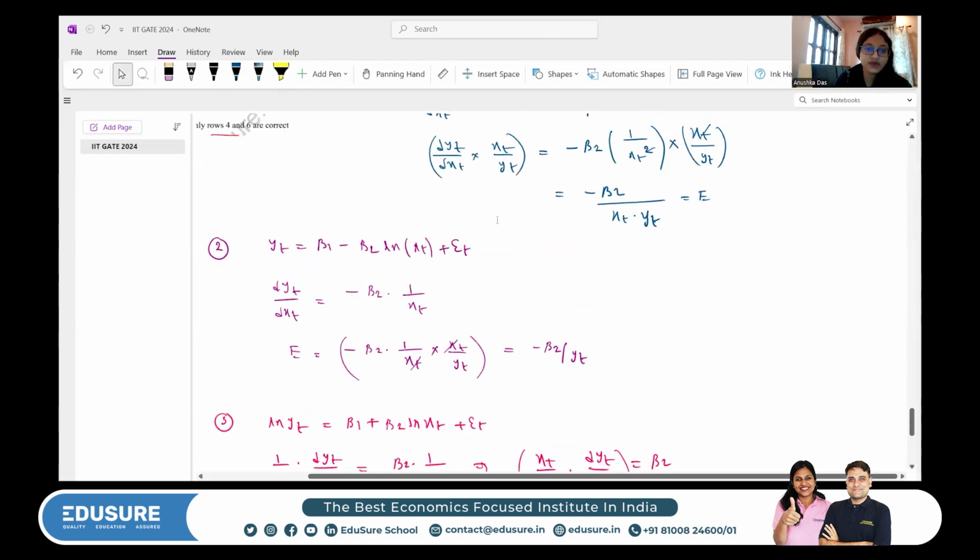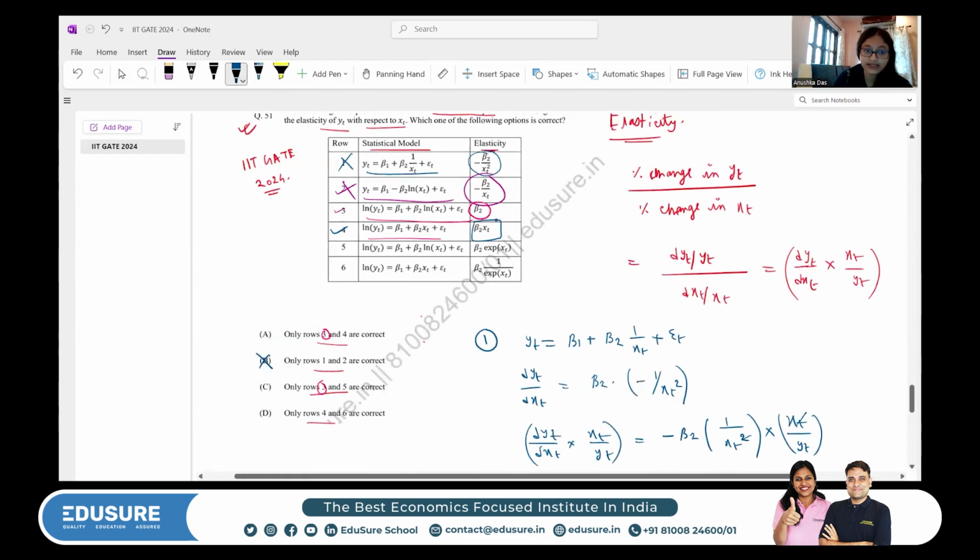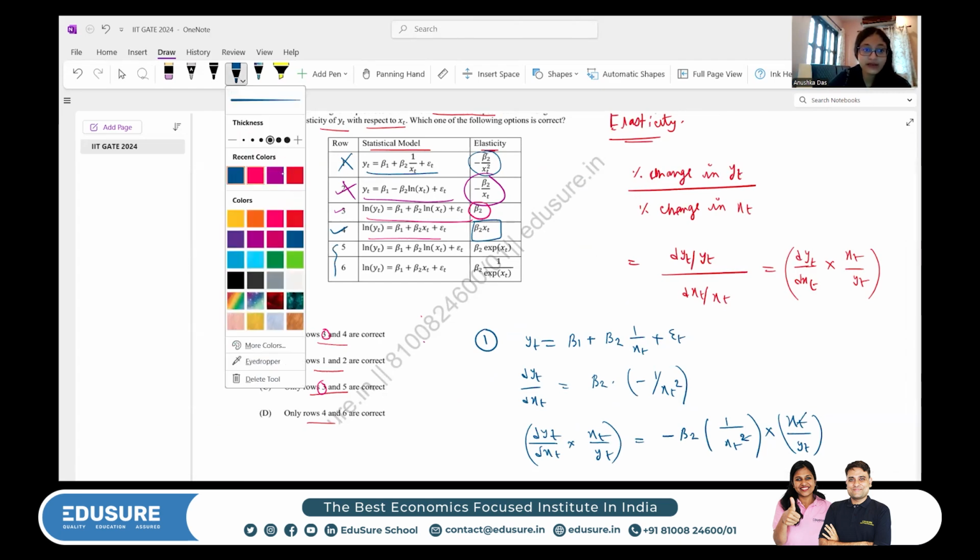Now let's go back to the question. So if you see, this is correct, beta 2 xt. So option 3 and 4 are correct. So we know that this option is right, but still for the completion of the question, let me do model 5 and model 6.